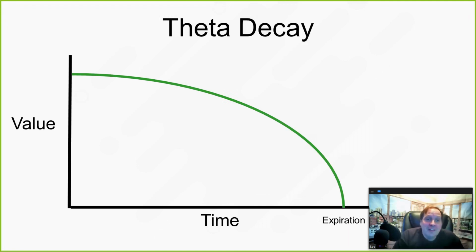Every single day as time passes, the value, or at least the extrinsic value, gets lower and lower and lower. If you bought an option, that cuts into the value of your option. But if you sold an option, that reduces the value of the option that you sold. So if you're short an option, if you sold an option, that's good. You want to collect theta decay.